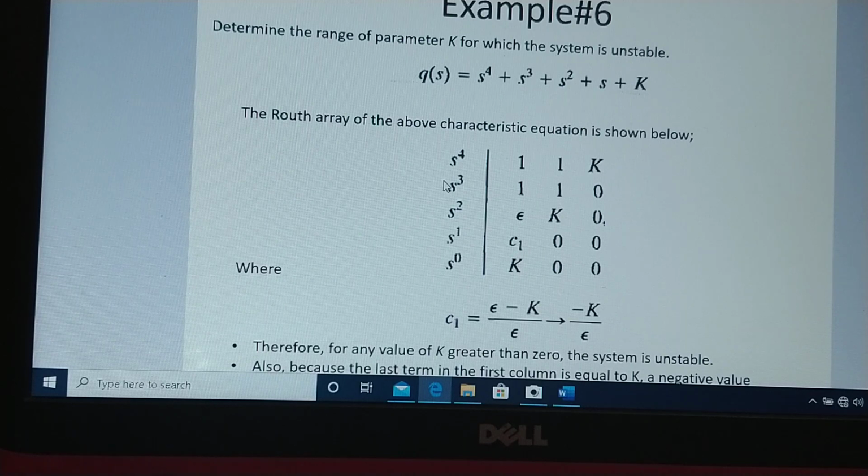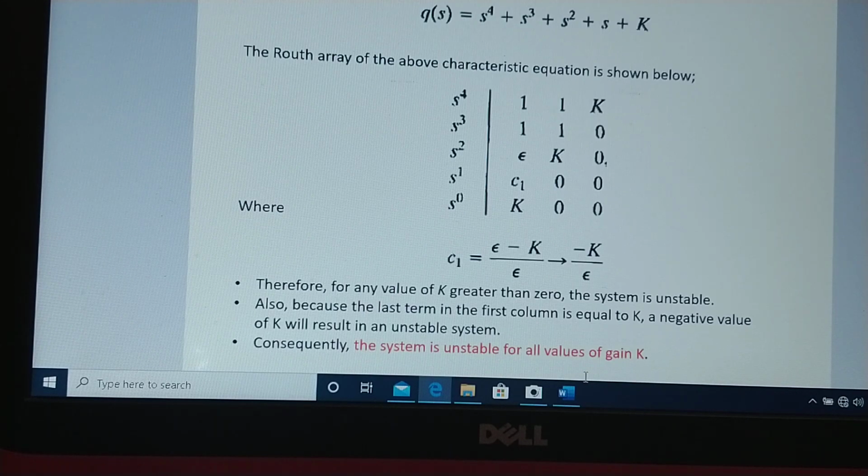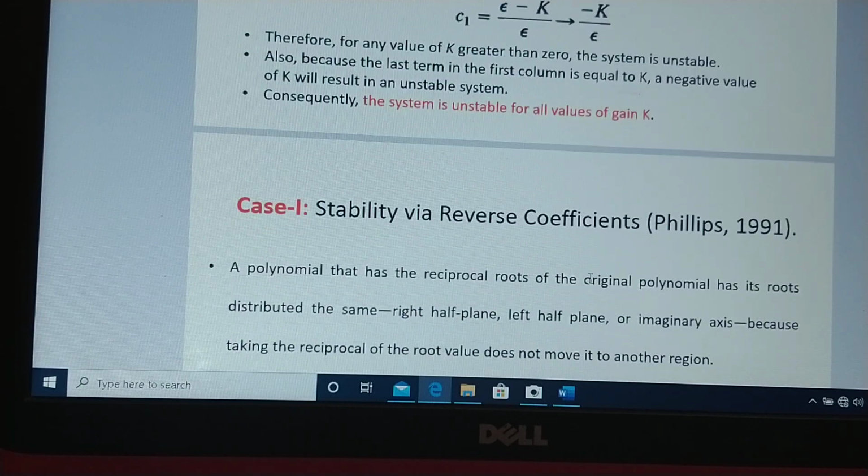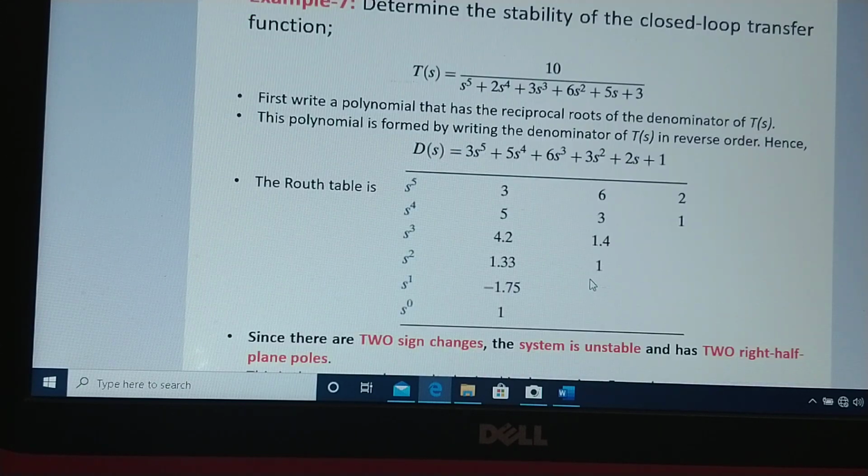You have to determine the range of parameter k for the system is unstable. Similarly, we see to form the Routh array 1 1 k 1 1 0 same epsilon and minus k by epsilon it is coming. Therefore, the system is unstable. Why? There is one time sign change minus here. So 2 times sign changes, plus to minus once and minus to plus 1. Okay. Now, let's come to next example 7.